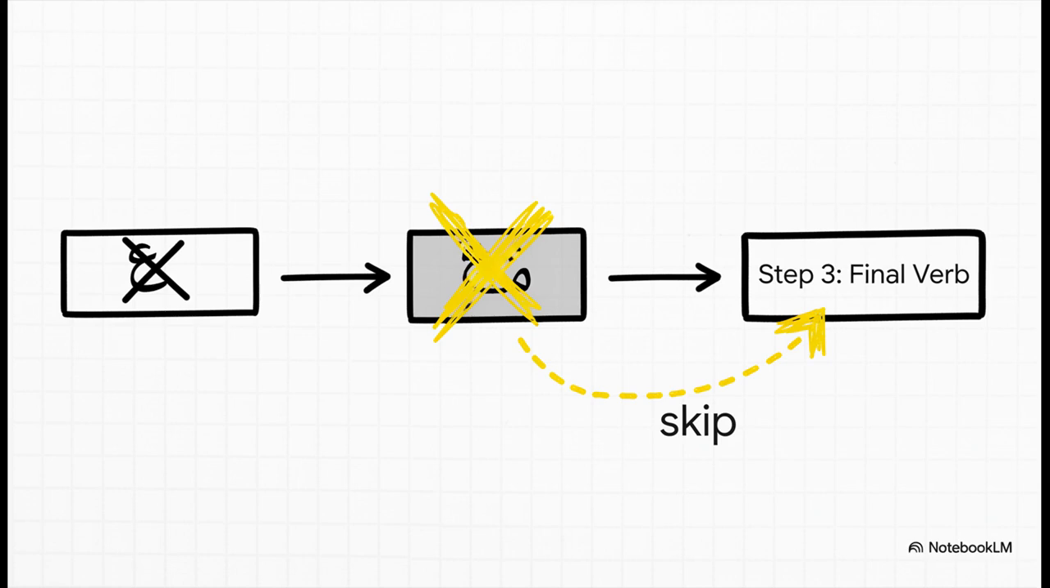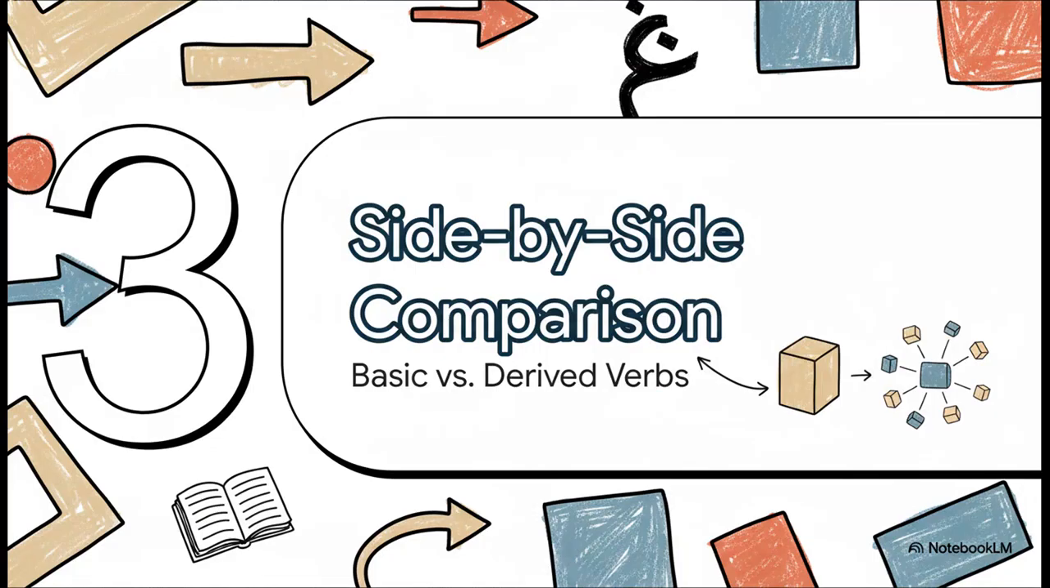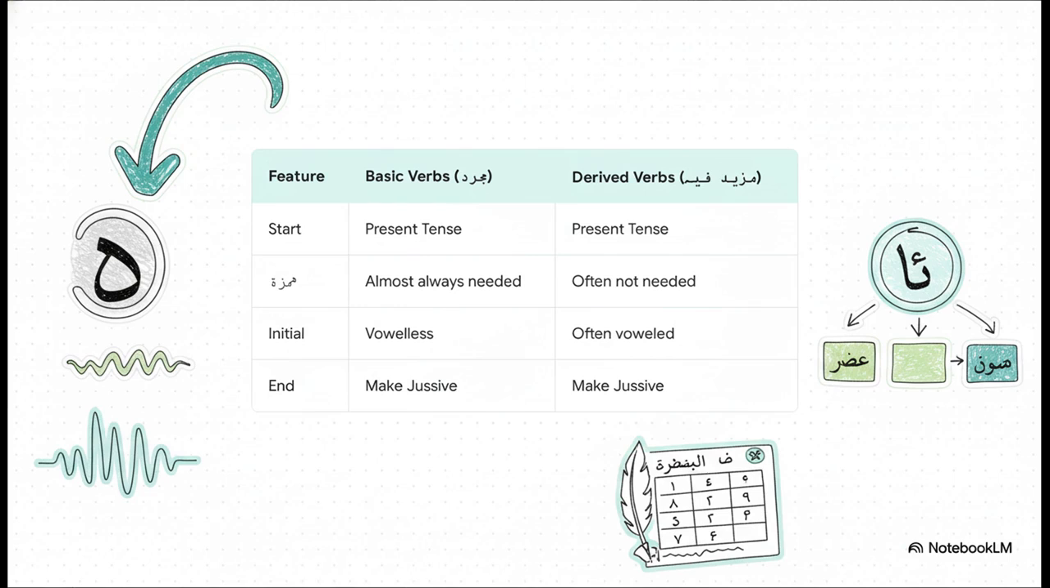It's a shortcut. Okay, so let's actually put these two methods side by side. This is where you're going to really see the main difference, and you'll appreciate just how much of a shortcut these derived forms can be. Yeah, this table lays it out perfectly.